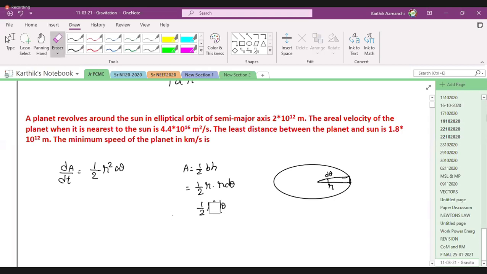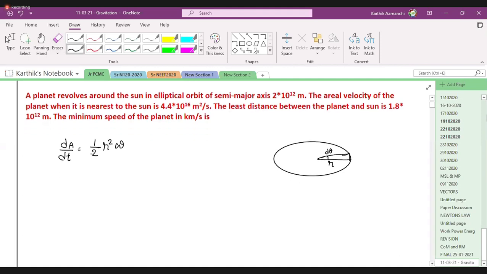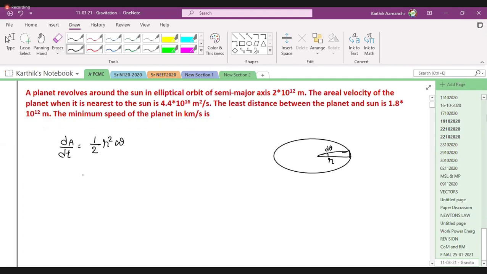If you forget, it is also Kepler's law. Shall I go forward now? Let's solve it.